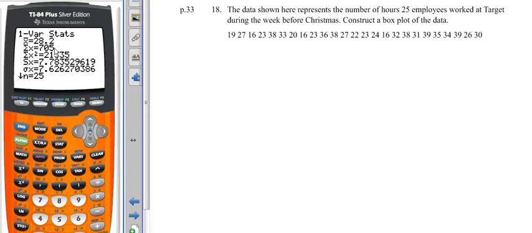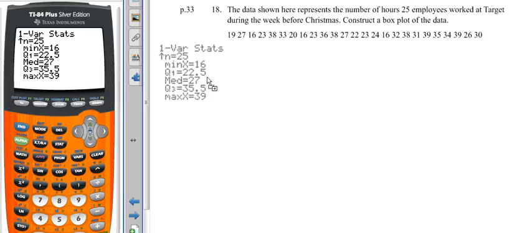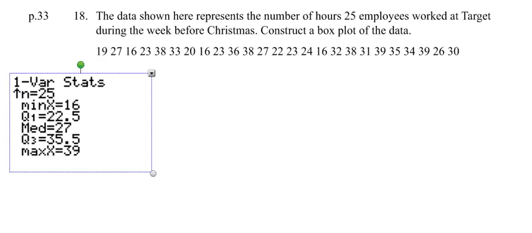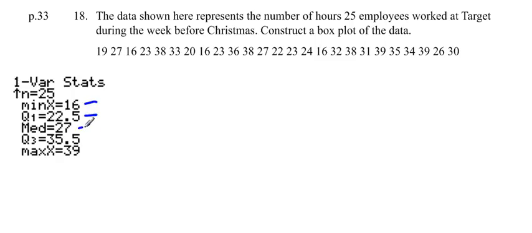Now when I press Enter, I'm given a bunch of information. If I scroll down, I get the information I need. So I'm going to pull that onto my screen, and then we'll put our calculator aside. So the 5 pieces of information that we need are the minimum, lower quartile, median, upper quartile, and maximum.